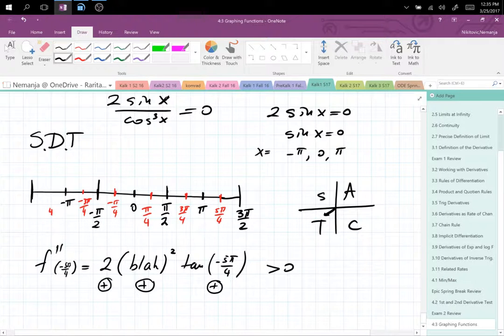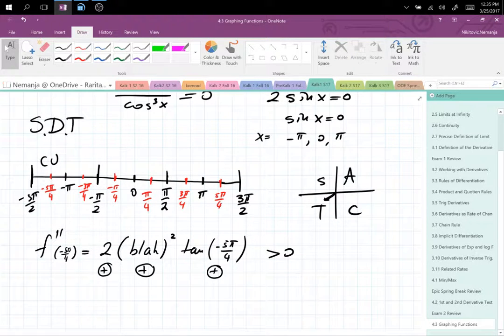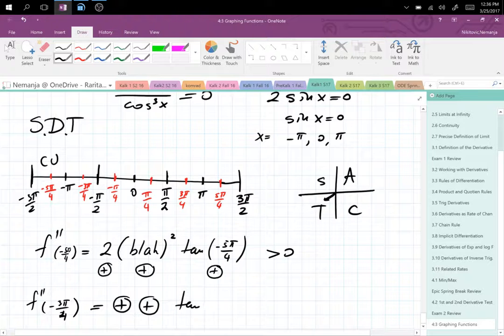So 5 pi over 4 is in the third quadrant, so tangent is positive, larger than 0. So over here, it is going to be concave up. And then let's see the next one. Negative 3 pi over 4. We still have a positive times the positive and then times the tangent of negative 3 pi over 4. So, oh wait, hold on. This is less than 0, because the negative goes in front, right? It's an odd function. The negative jumps in front, and then tangent of 3 pi over 4 is positive. So this is concave down.